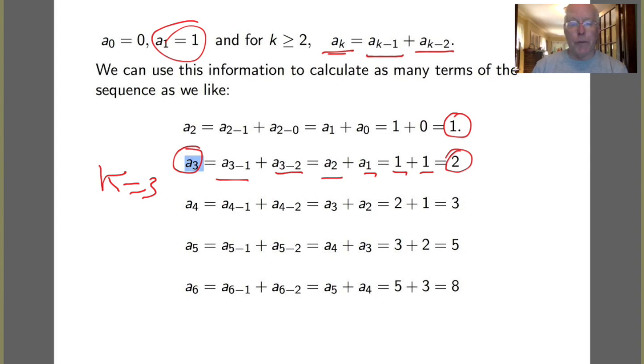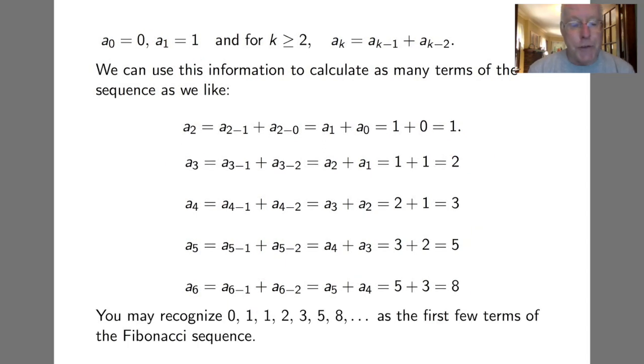And so each term, in other words, is the sum of the two before it. So 3 comes from 2 plus 1, 5 comes from 3 plus 2, etc. And you might recognize this, of course, as the famous Fibonacci sequence.